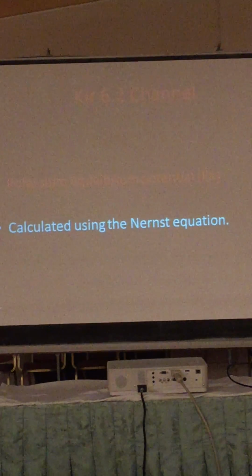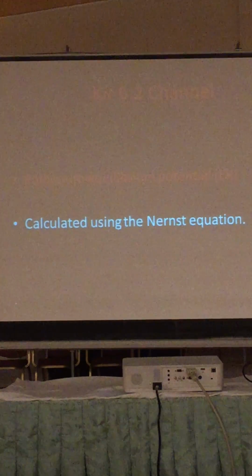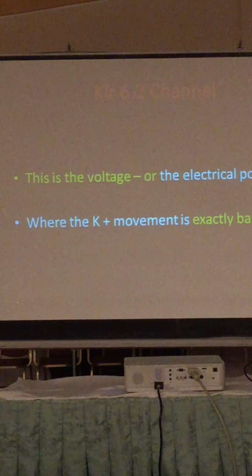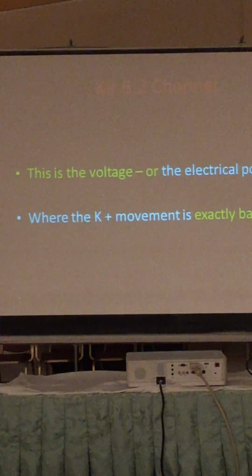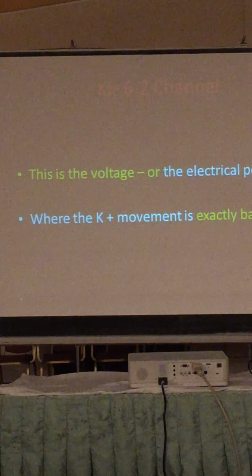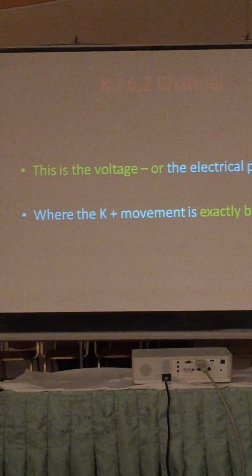And potassium equilibrium can now be calculated by using all these 3 components by the Nernst equation. The Nernst equation determines the potassium equilibrium potential. This is the electrical potential where potassium movement is exactly balanced. Potassium is not moving out or in, it is neutralized.